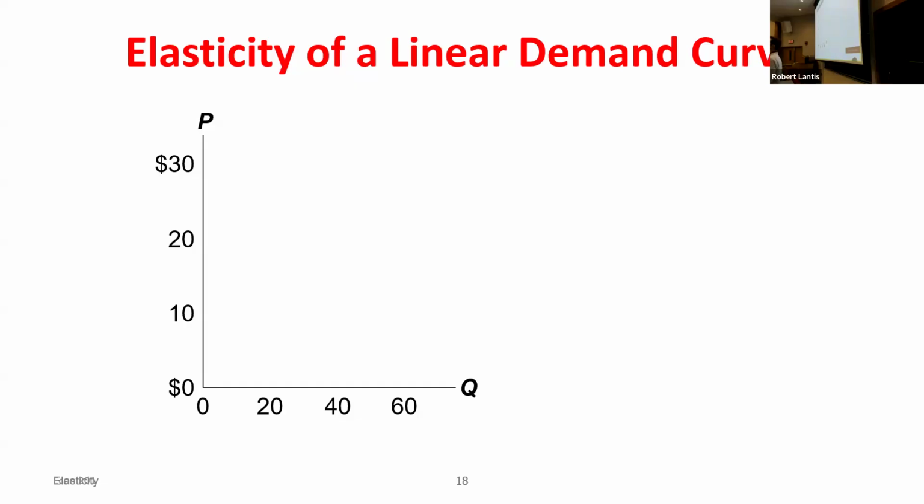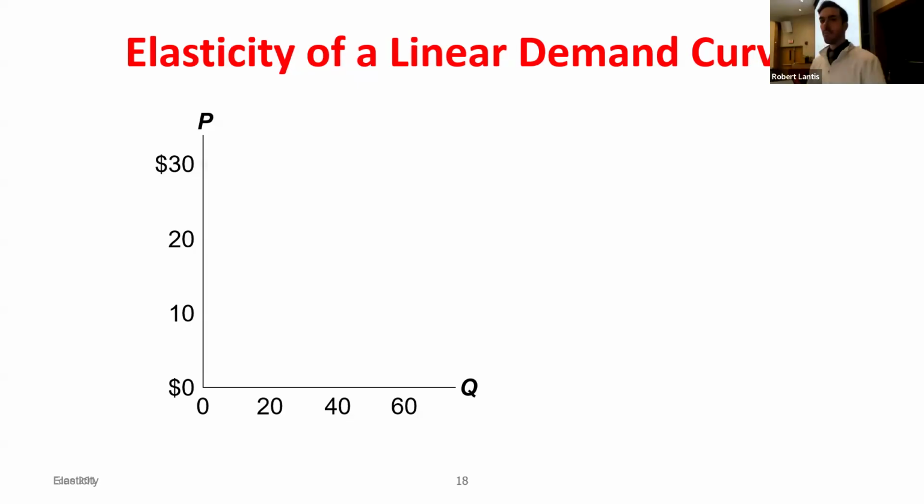Elasticity measures the responsiveness of consumers to price changes. So if the elasticity is 0, that means they're perfectly inelastic. They're not responding at all. So as we move down the demand curve, demand is becoming more and more inelastic.